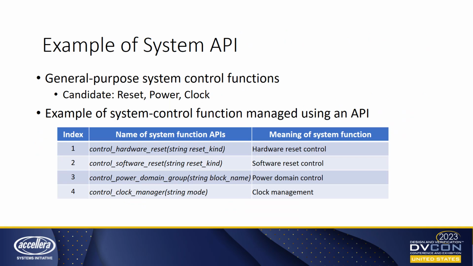Here, I give an example system API. As explained, the system API targets system functions for general purpose. Reset, power, and clock features are candidates. I simply list up the APIs that we designed and used in this table. I think a user can extend the APIs by referring to this table.